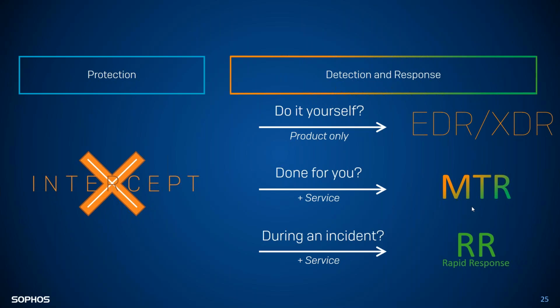Okay, the question keeps rolling in. I like it. We have another one. I have Intercept X, but not Advanced. Is Cryptoguard included?